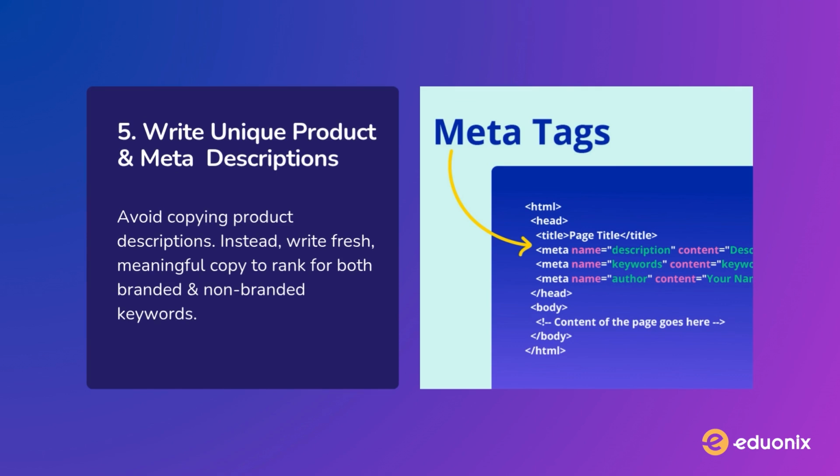5. Always write unique product and meta descriptions. Each item can rank for branded and non-branded keywords and should therefore include a unique description to take full advantage of SEO. Give consumers helpful, meaningful information to encourage them to click on your listing, thereby driving more traffic and sales.